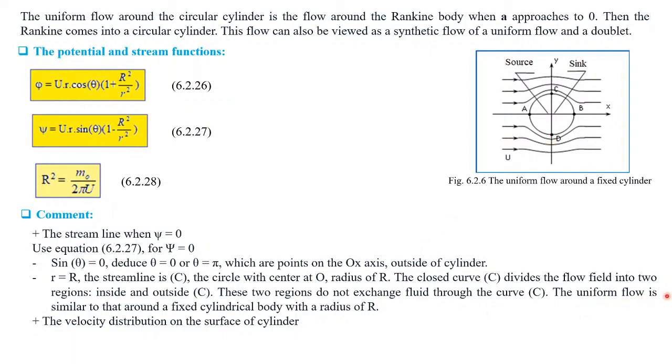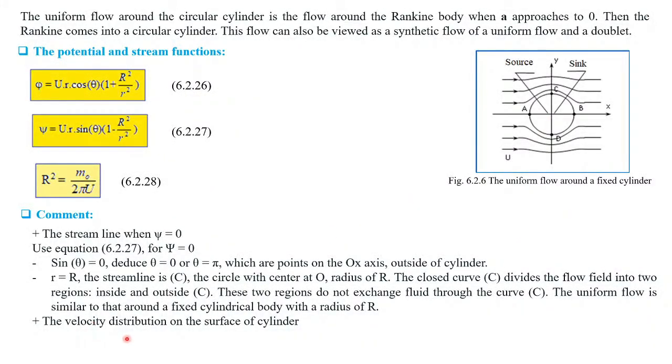So the uniform flow is similar to that around a circular cylindrical body with radius R. In this case, if we consider this solid body, this is a solid cylinder, so we have the flow passing around a solid body, a cylinder.